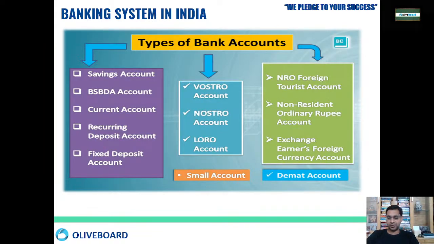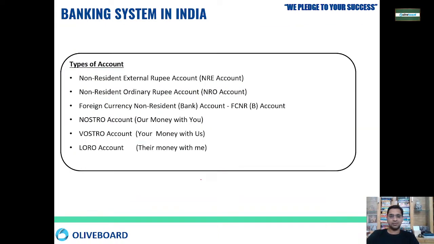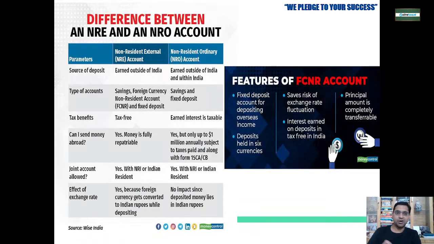Now, types of bank accounts in our country. We have saving account, basic saving deposit account, current account, recurring deposit, fixed deposit account. Then Vostro, Nostro, Loro accounts are there. Under that, we will be studying the various types of accounts which are used for international transactions. There are five important accounts normally used for international transactions: non-resident external rupee account, NRE account, then non-resident ordinary rupee account, NRO account, then foreign currency non-resident account, FCNR account, then Nostro, Vostro, and Loro accounts.